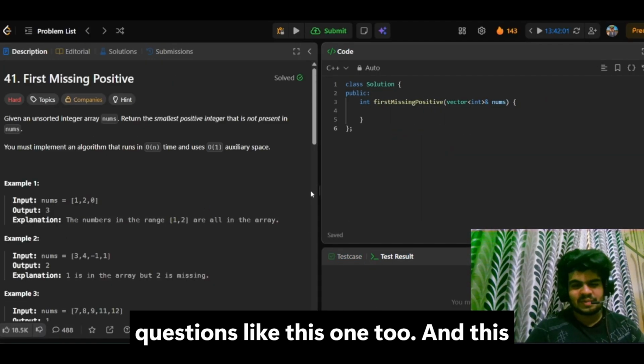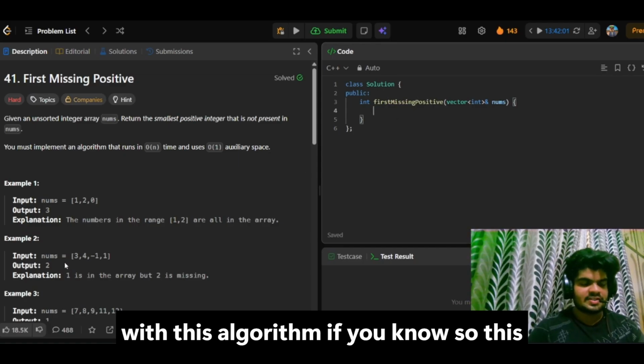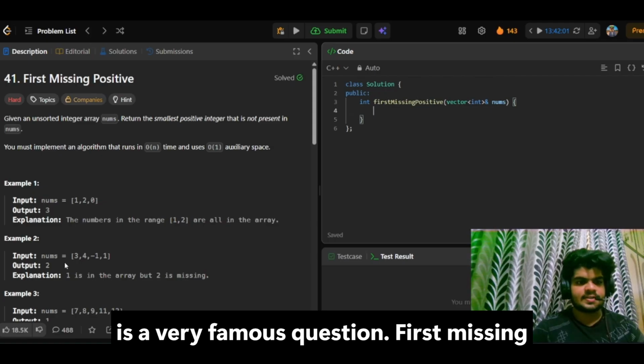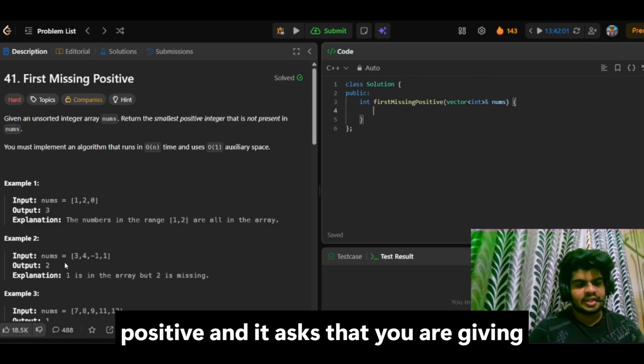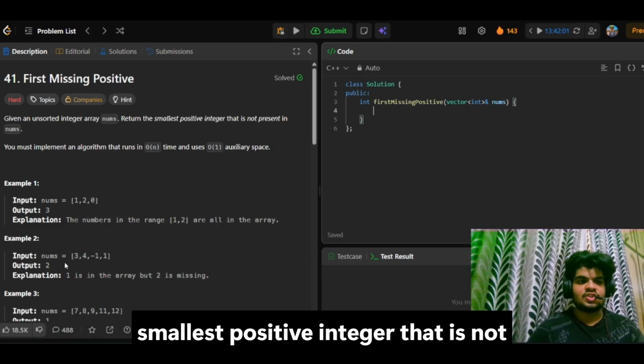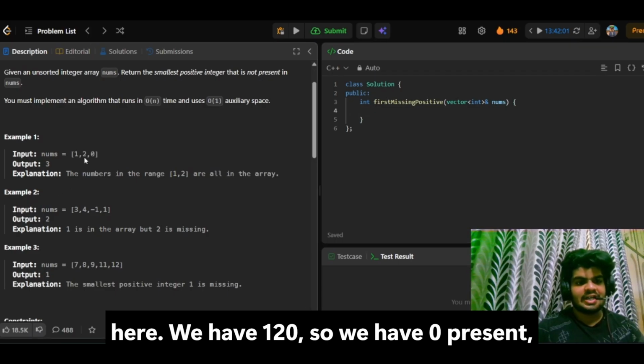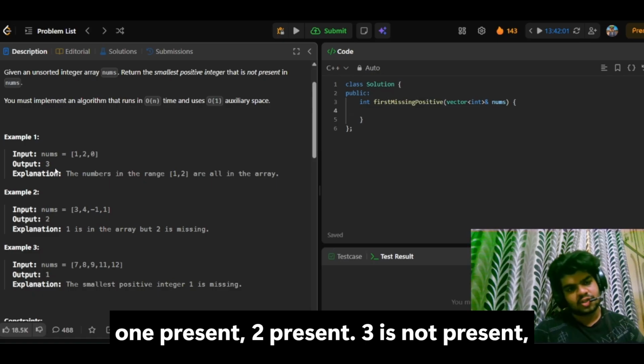This hard question becomes so easy with this algorithm, if you know it. So this is a very famous question, first missing positive, and it says that you are given an unsorted array. We have to return the smallest positive integer that is not present in the array. For example, here we have 1, 2, 0, so 1 is present, 2 is present, 3 is not present. So 3 should be the answer.